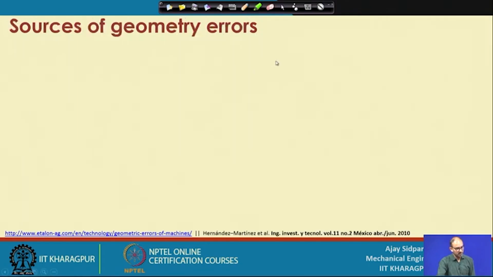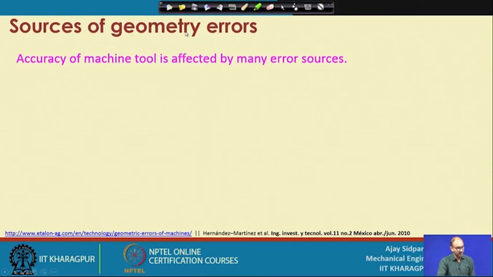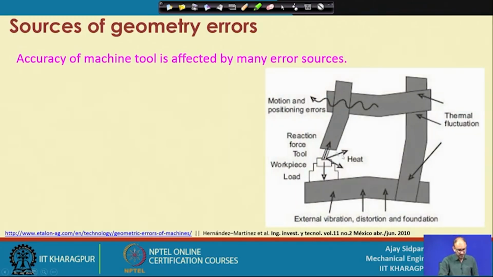Now, sources of geometry error. First let us take the geometric error, that means the sources of error in the XYZ direction or the movement of the axes only. Let us not go to the tool side or the workpiece side. So, accuracy of the machine tool is affected by many sources. If you see this particular thing, now you can understand that this should be an exactly straight line.